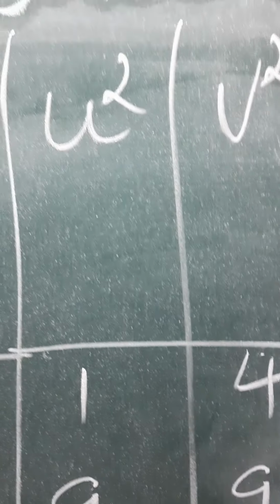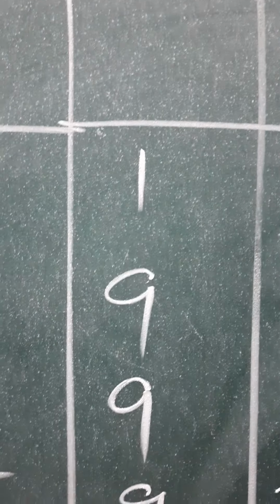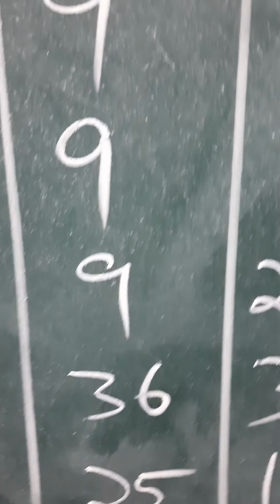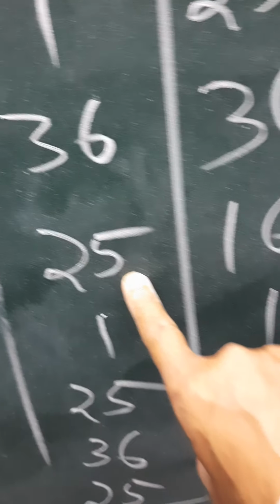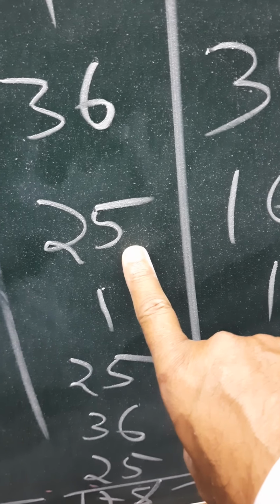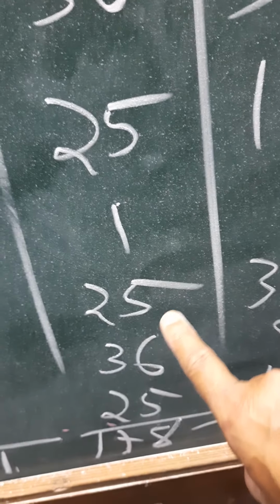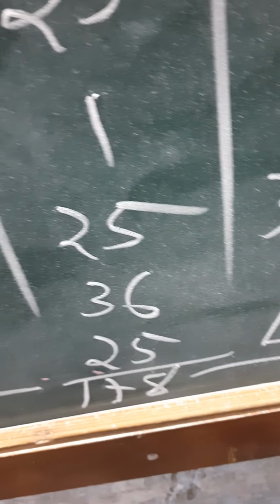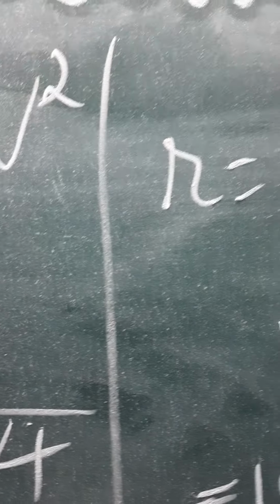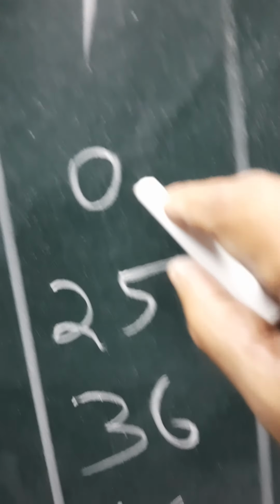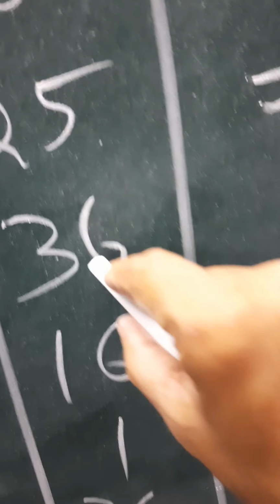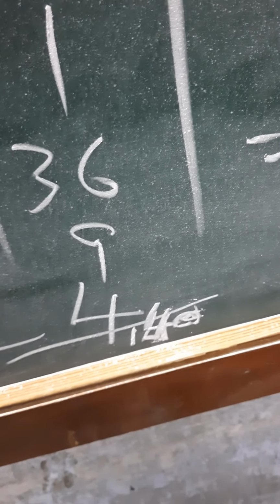Now u squared is equal to 1, 36, then 25, 1, 25, 36, 25. The value is 178 total. Then v squared, v into v, minus 2 into minus 2 is 4, then plus 3 into 3 is 9, then 0, 5 into 5, 25, like that we write the values here, and the total is equal to 140. 140 is the total here.